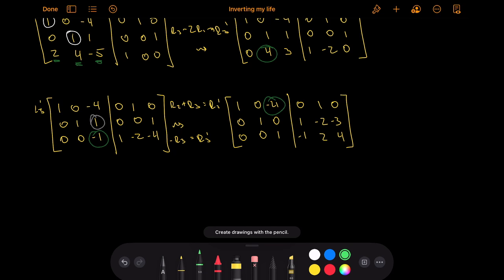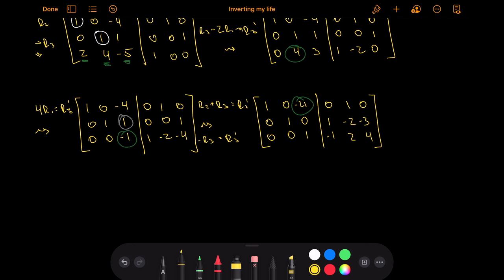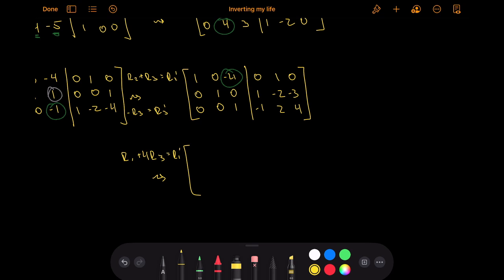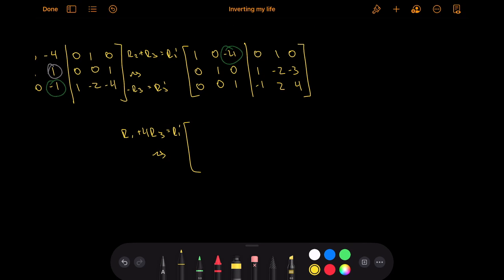And all we have to do is add the first row to 4 times the third row, and that'll give us a new row 1. And so what ends up happening is, this time the bottom 2 rows stay the same, so we're just going to go ahead and copy those. And now we're just going to add the first row with the third row that's multiplied by 4.